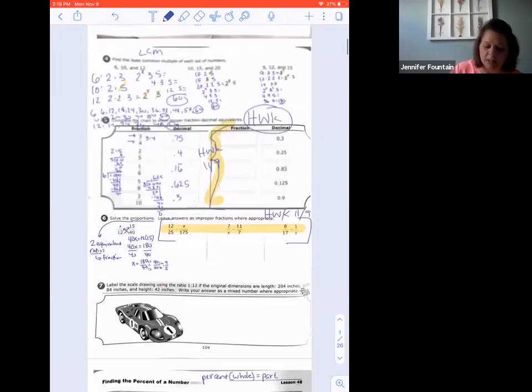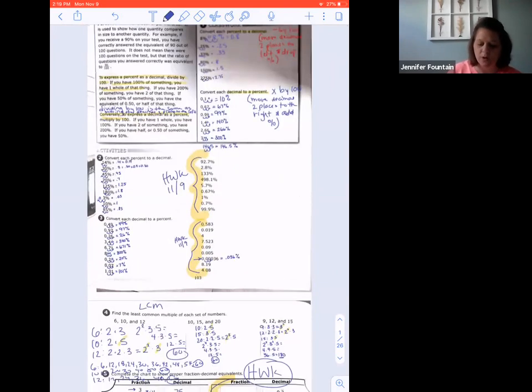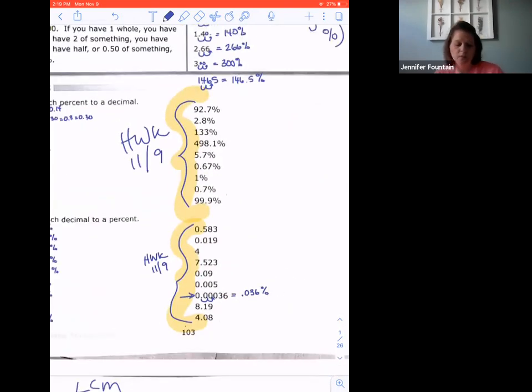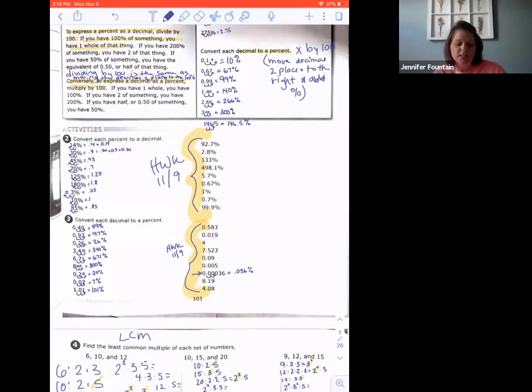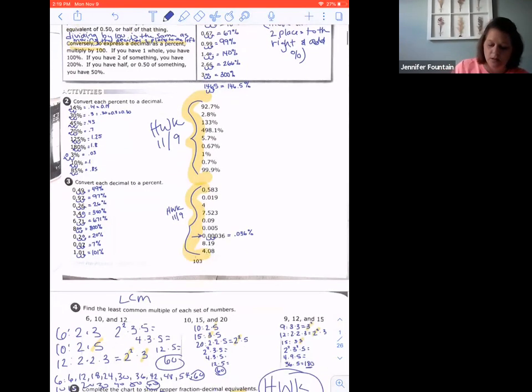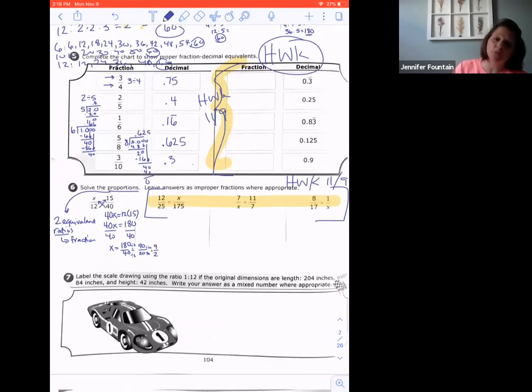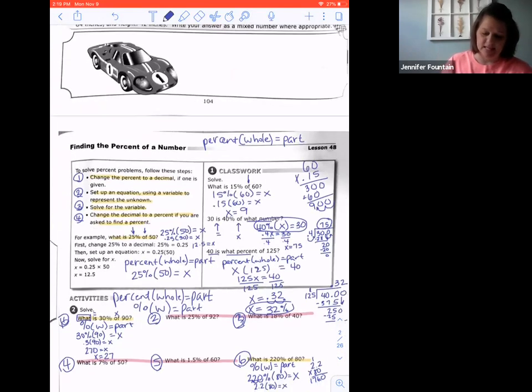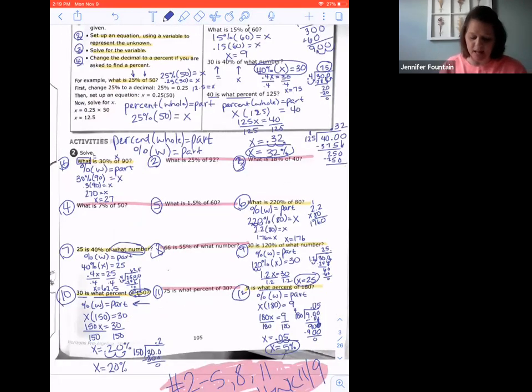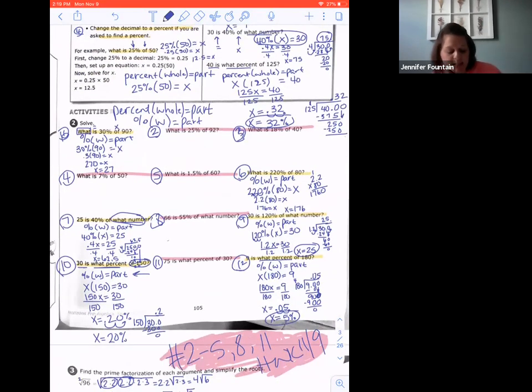So go back to page 103. Convert percents to decimals and decimals to percents, right-hand column of activities 2 and 3. On page 104, activities 5 on the right-hand column, activity 6, those 3 proportions. And then on lesson 48, page 105, numbers 2 through 5, 8, and 11. We numbered those 2, 3, 4, 5, 8, and 11.